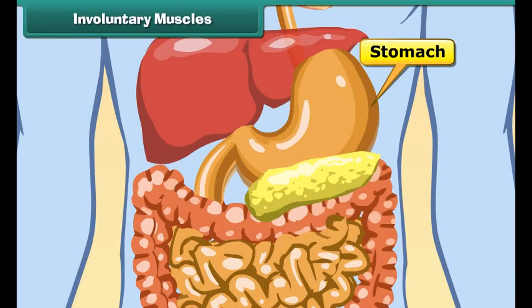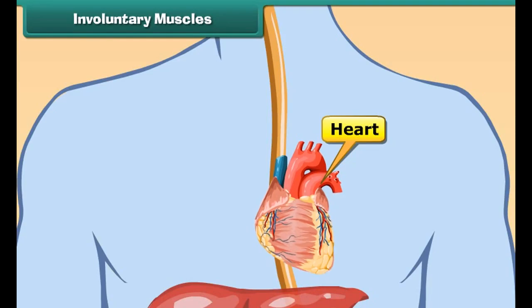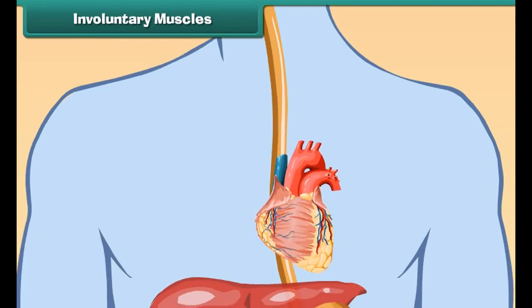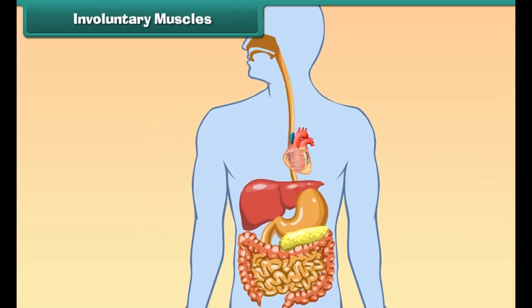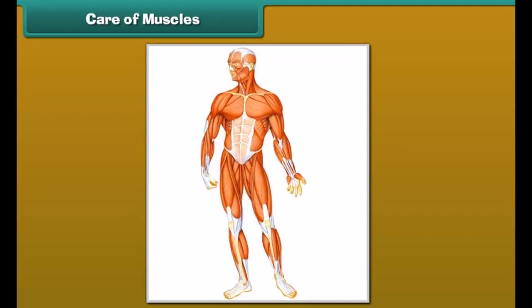The functions of the stomach, intestines, and heart go on in a fixed manner. The functioning of these organs is not dependent on our wishes. Such muscles are called involuntary muscles, and their movements are called involuntary movements. For good health, it is important that our muscles are strong and functioning efficiently.